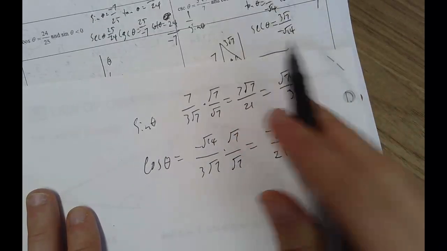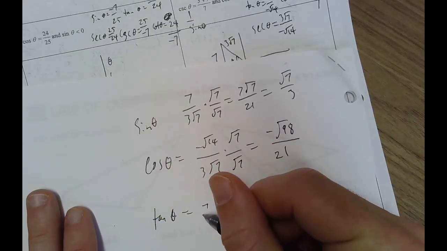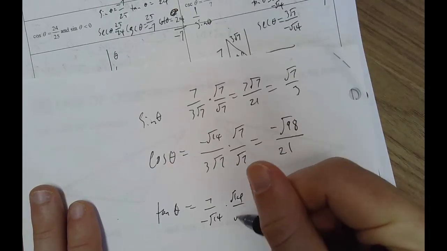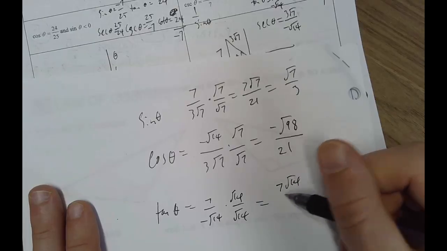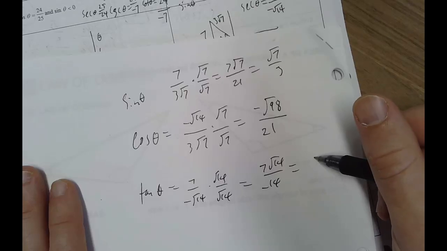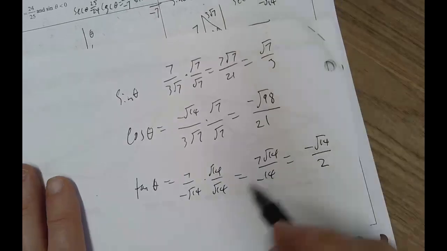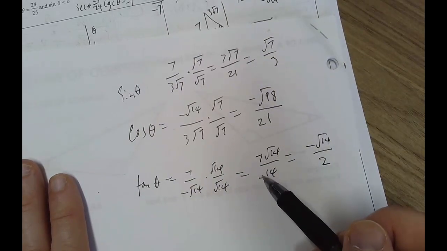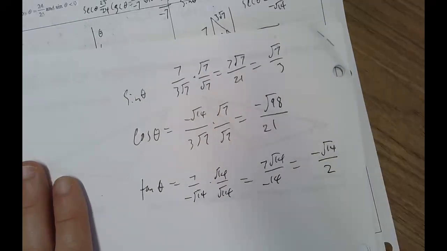Then we'd have tan theta, which was 7 over negative root 14. So we multiply that by root 14 over root 14. We would get 7 root 14 over negative 14, which would be negative root 14 over 2, because that simplifies, those are both divisible by 7, and the negative sign can be in either the denominator or the numerator, so that's how that got switched to the numerator.